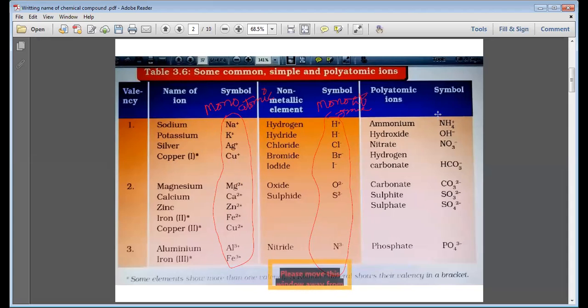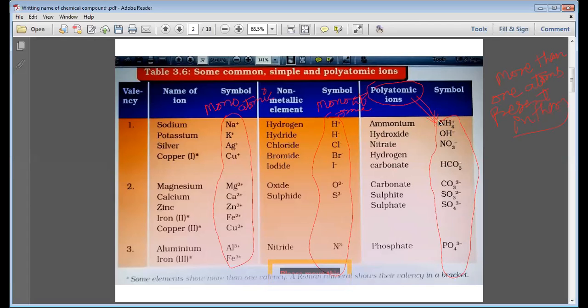But when you look at these ions, they are polyatomic. You can see it is clearly written here that they are the polyatomic ions. That means they have more than one atom present in them. So what should we understand by this?